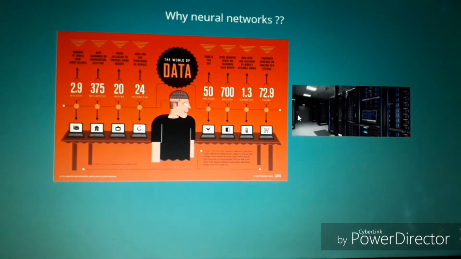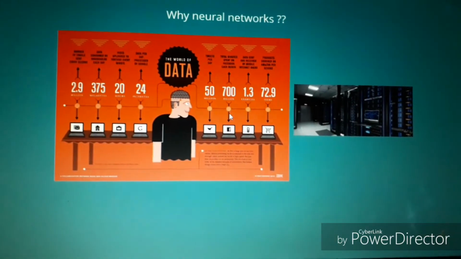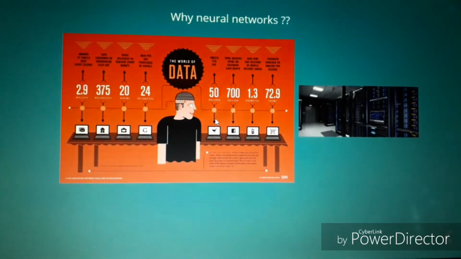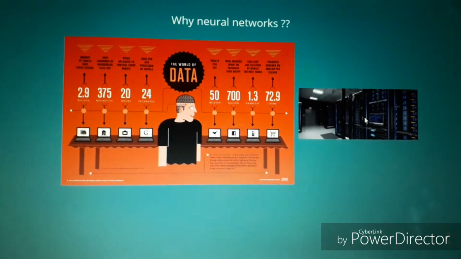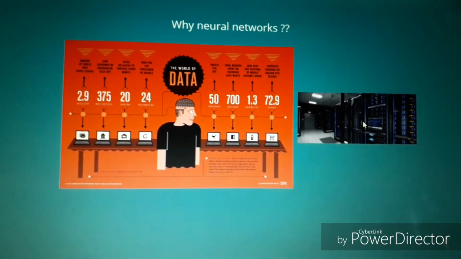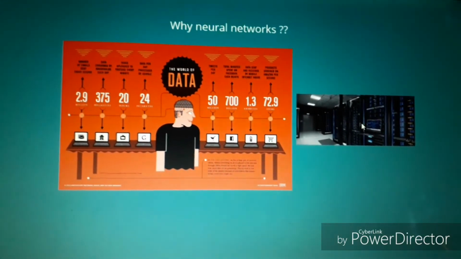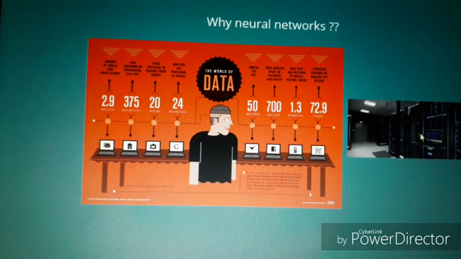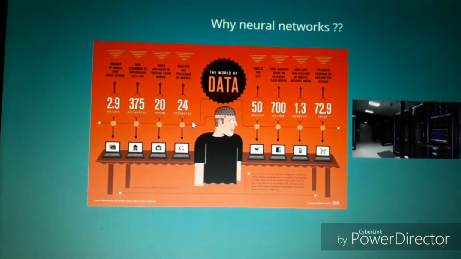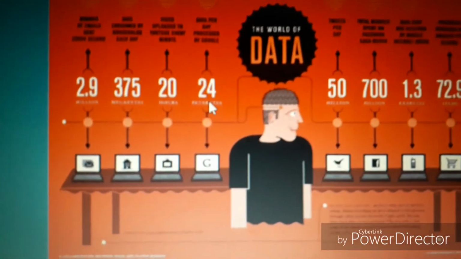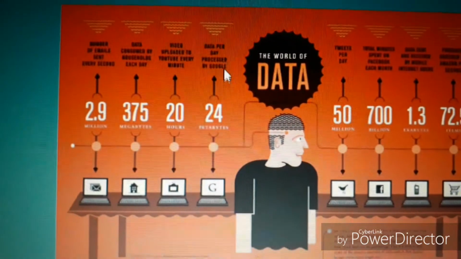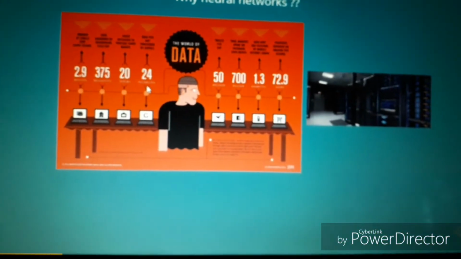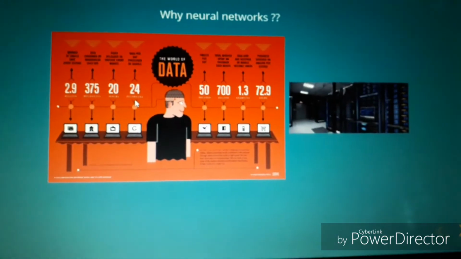I got these two images from Google. This image shows the amount of data that we generate in today's world, and this is an image of a supercomputer with lots of GPUs and CPUs. Oh gosh, I want one. Okay, so this is the data that we generate. For example, here it is written that 24 petabytes of data is processed by Google every day. So that's a huge amount.